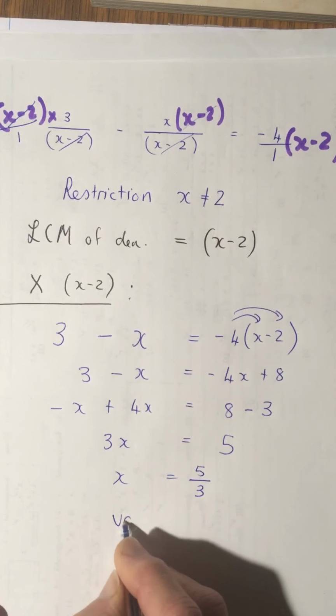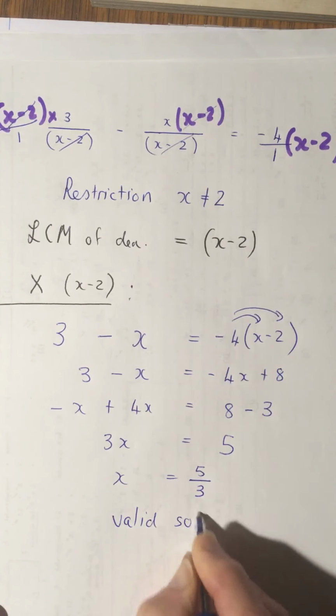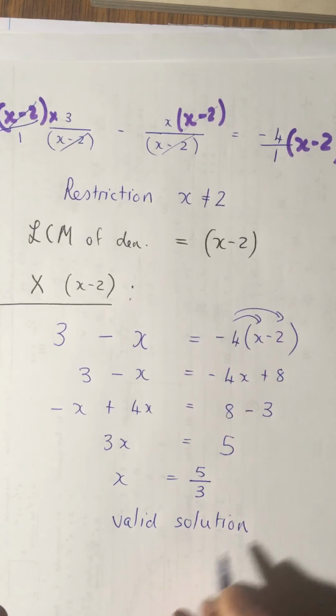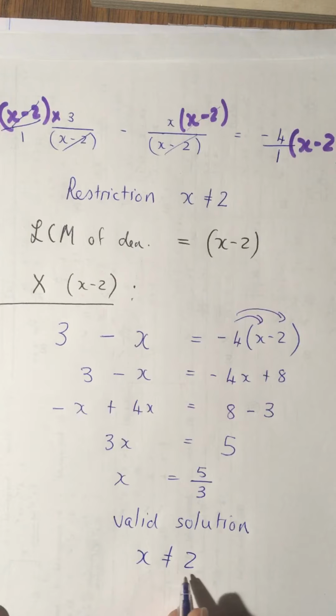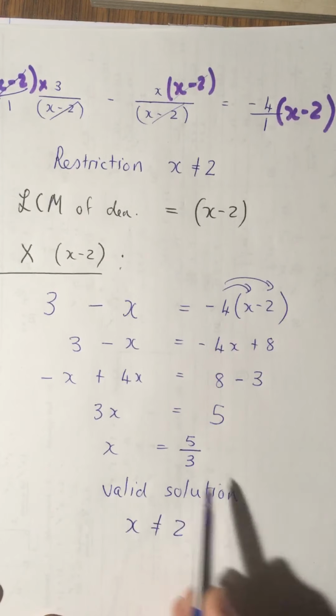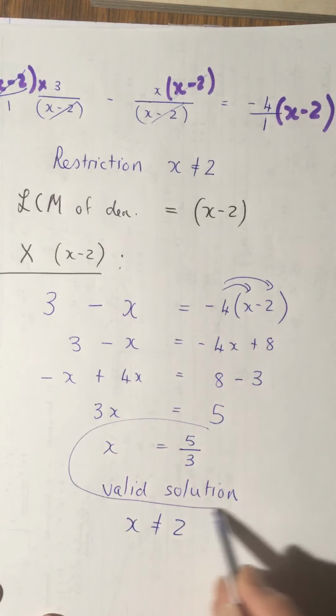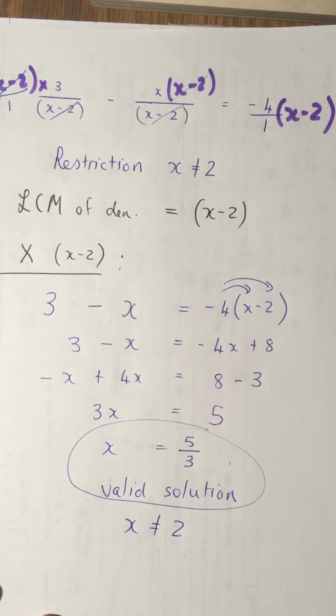And that is a valid solution. No problem with that. We only have a restriction. If we had 2 as an answer, it will not be allowed. But 5 over 3 is fine, and that solves the equation.